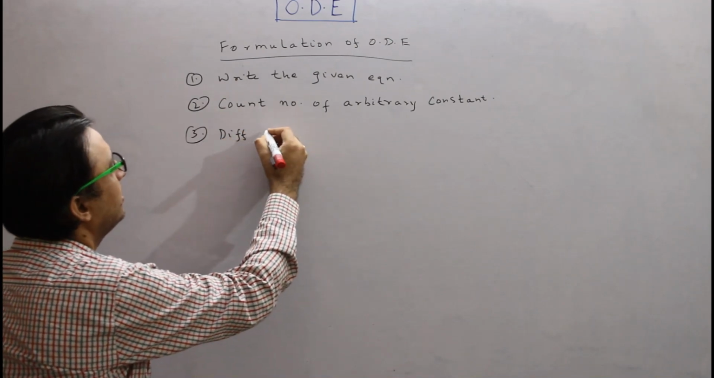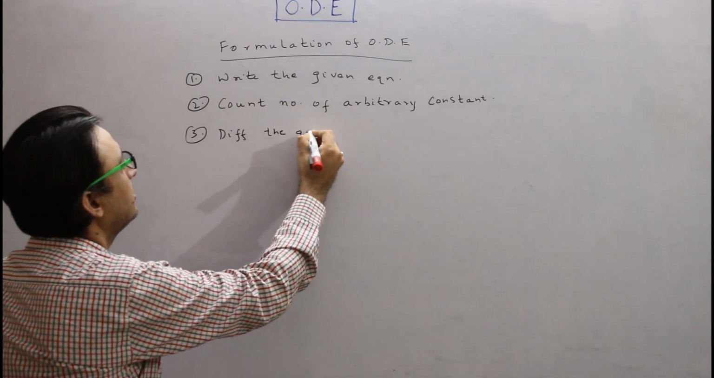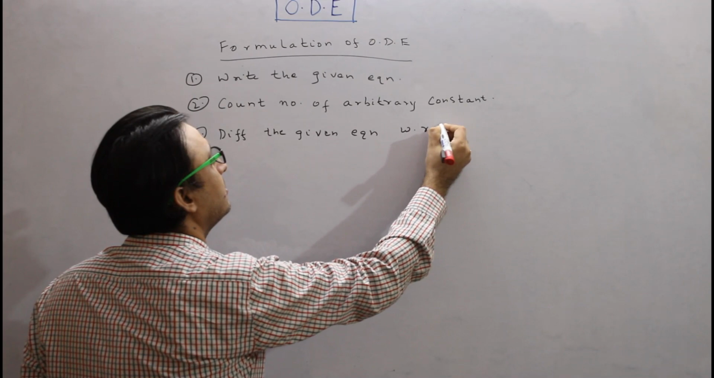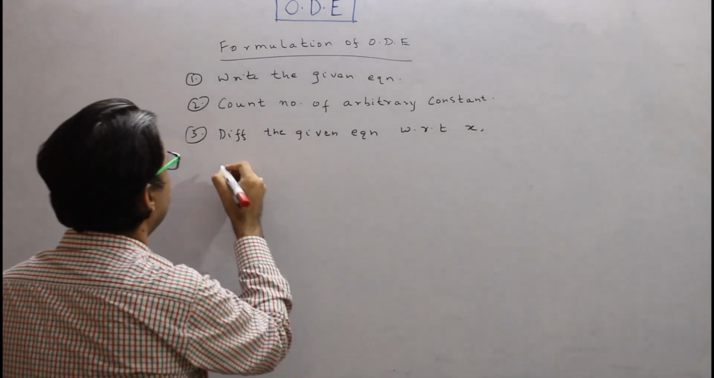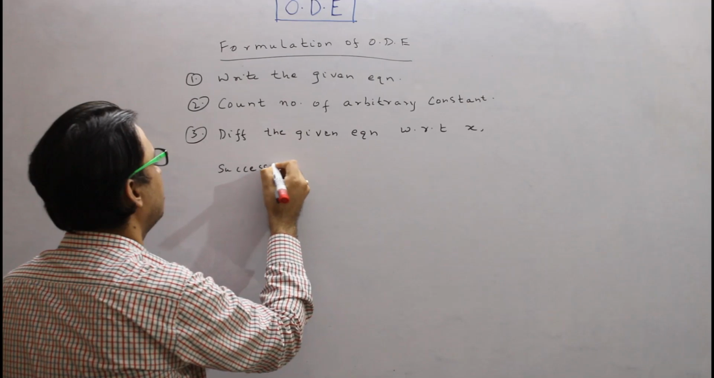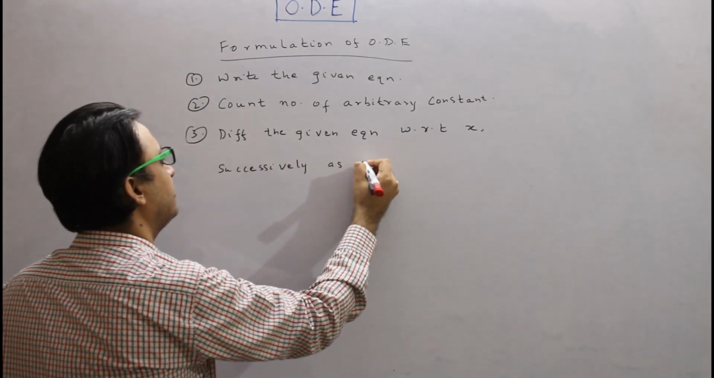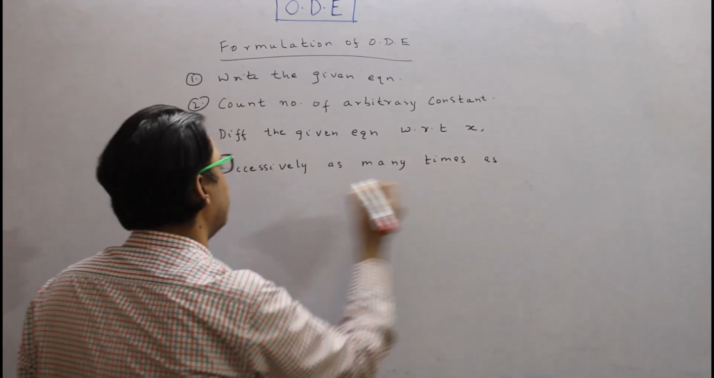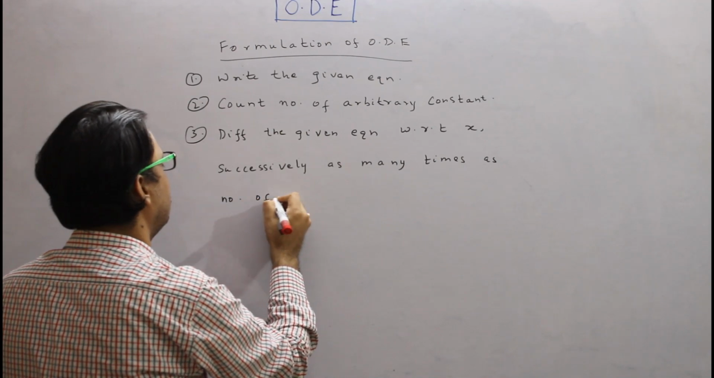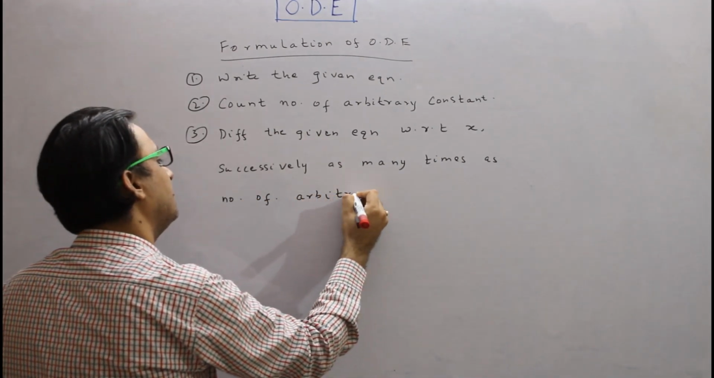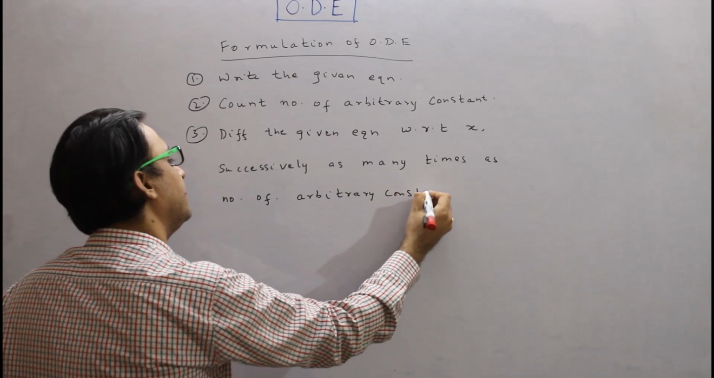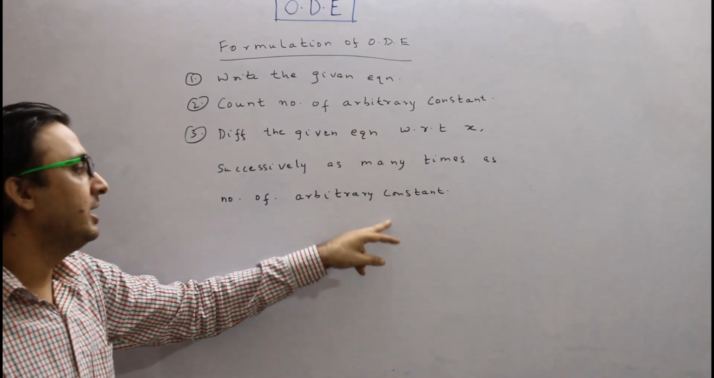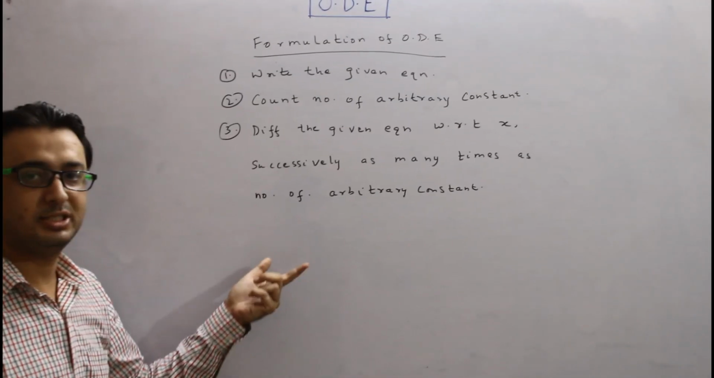differentiate the given equation with respect to x successively as many times as the number of arbitrary constants. That is to say, if we have n arbitrary constants, then we will have to differentiate the given equation n times. So this is the third step.